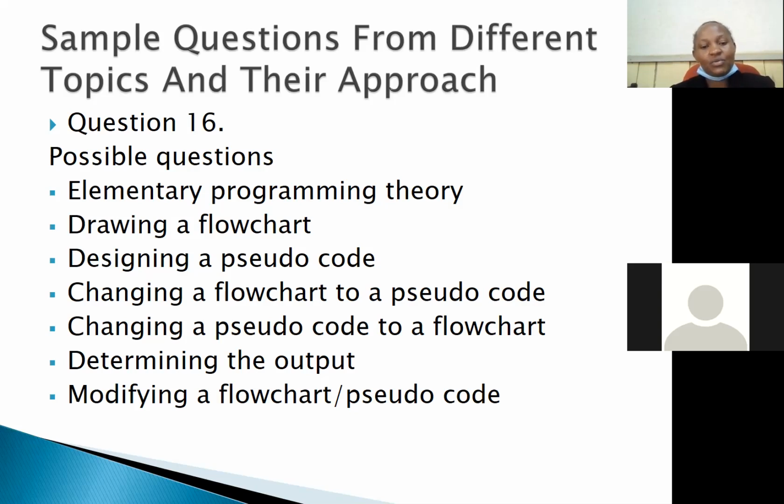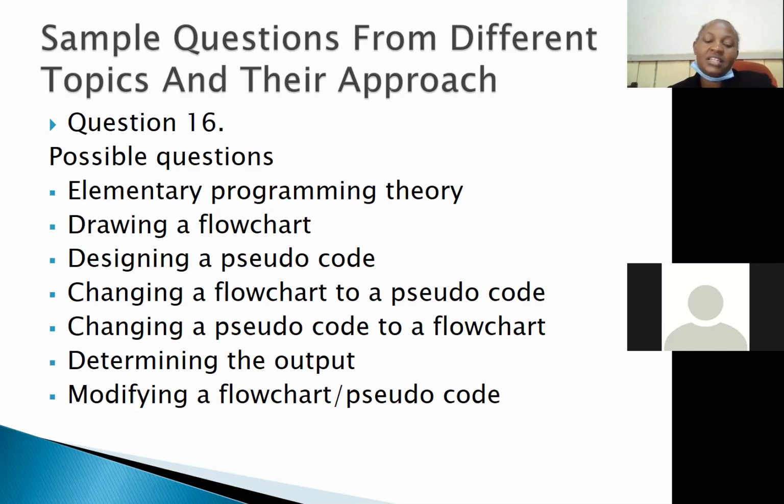Again, here, as you are putting the symbols and the text, you should also be keen on the control structure. Because at this point, if the control structure is used and you don't use it correctly, you end up losing a mark for logic, because your flowchart at that point loses logic. On the same point, when you are writing a pseudocode, or changing a pseudocode to a flowchart, again, make sure that the control structure is well put.